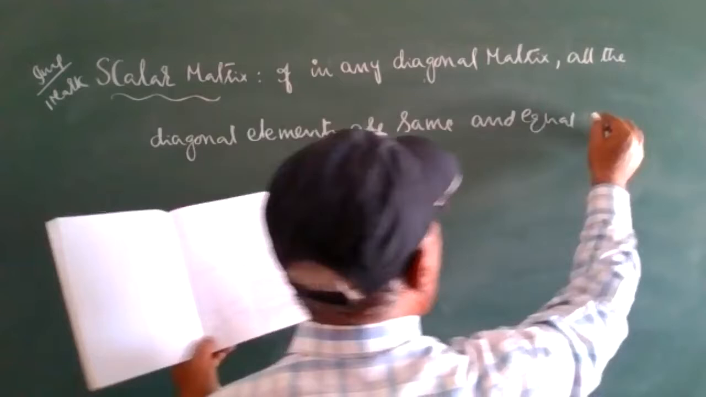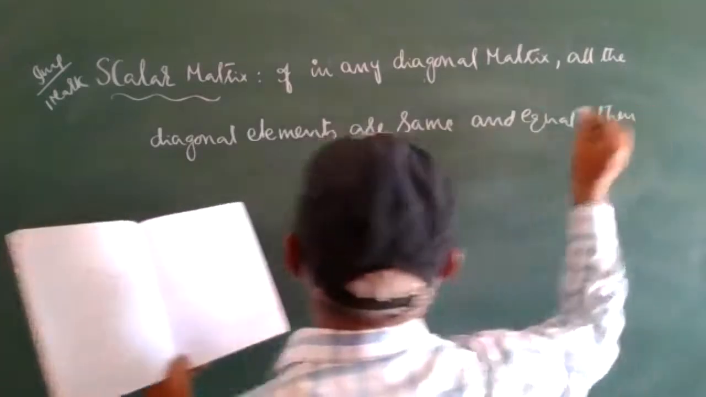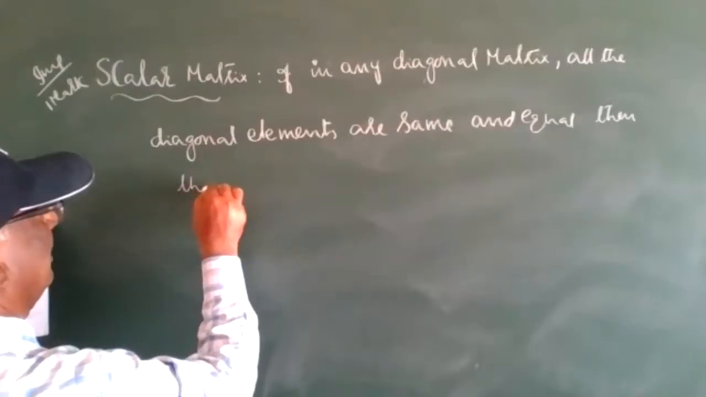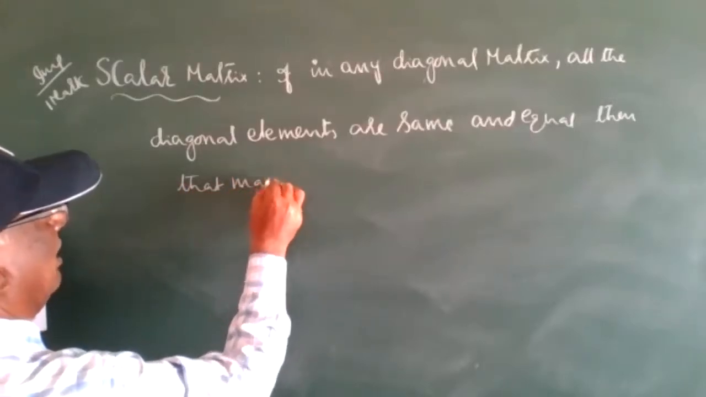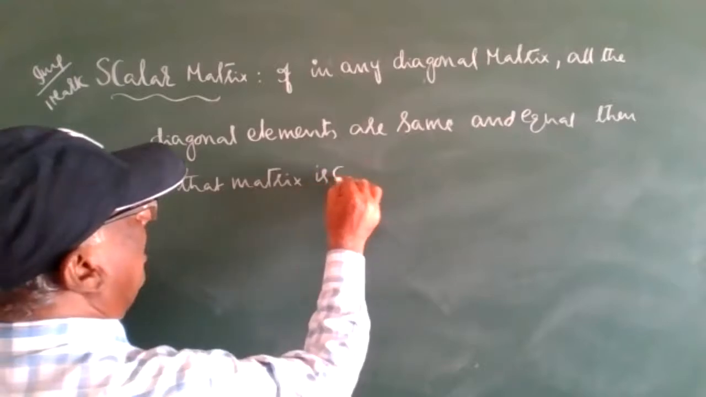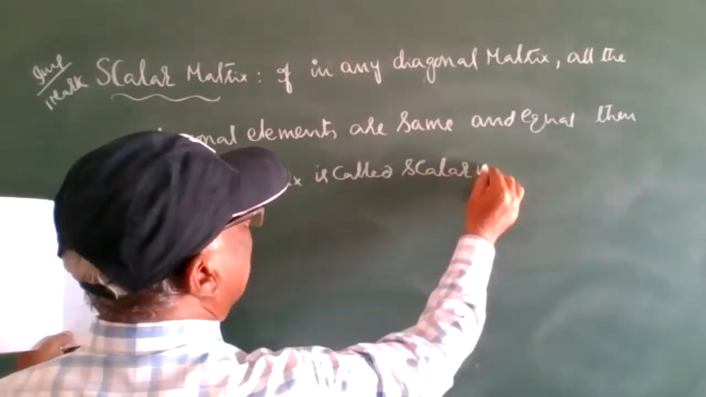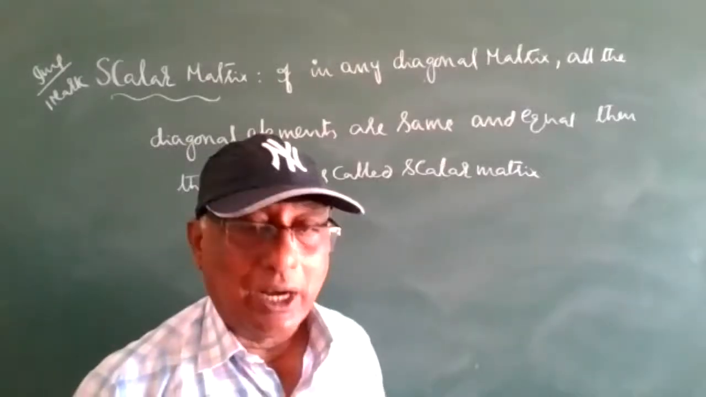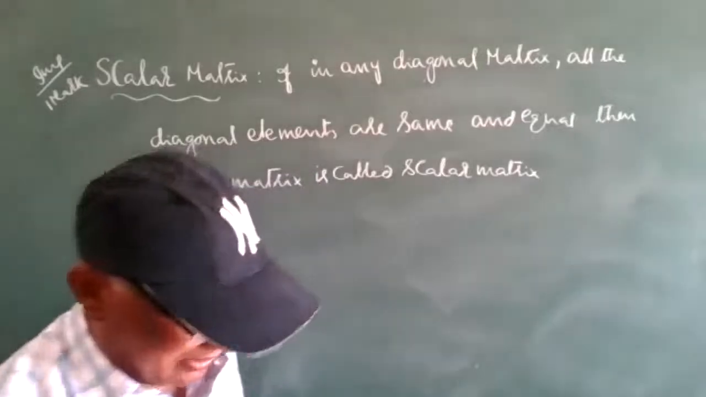that matrix is called a scalar matrix. Okay? The scalar matrix definition is also important for 1 mark and 2 mark questions, including an example. Any example, not restricted.